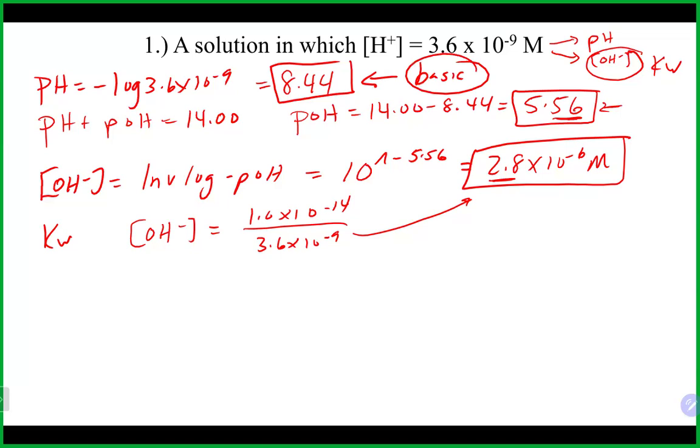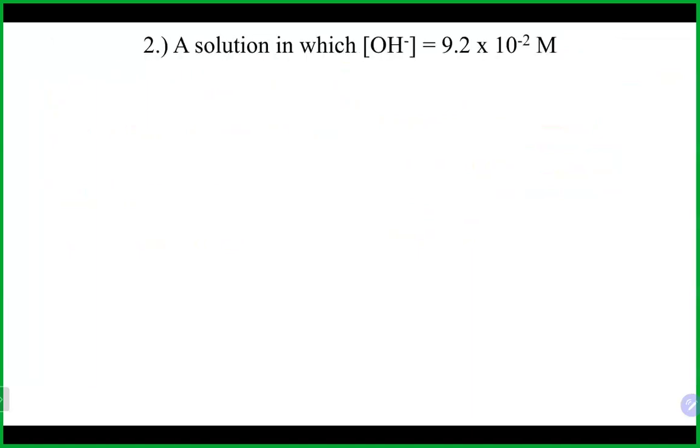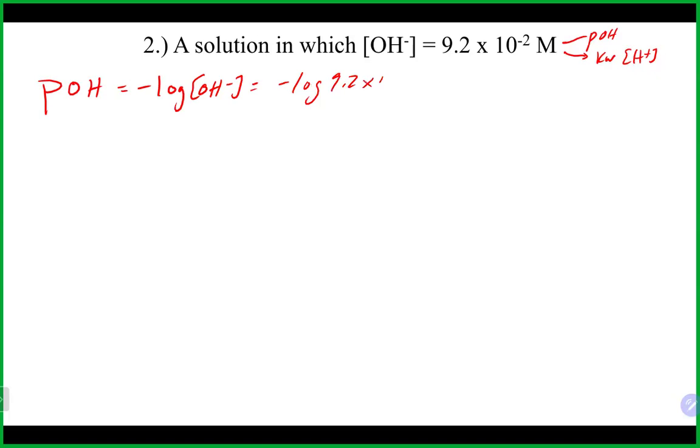All right, looking at the next one that was there, we have, in this case, the OH minus concentration. So again, you have two options like the other one. You could go directly and get the pOH. You could also go directly and use KW to get the H plus concentration. So in this case, I'm going to go pOH first, kind of like what I did previously. So the pOH here is minus the log of the OH minus concentration, and that's going to give me minus the log of 9.2 times 10 to the minus 2. And that will give me a pOH in this case of 1.04, I think.